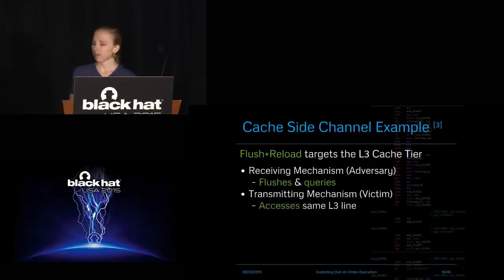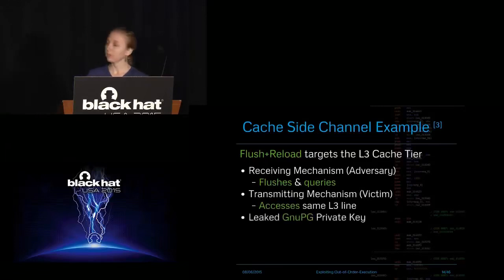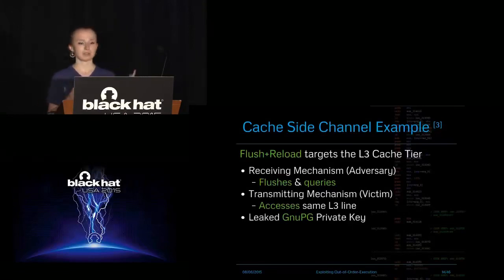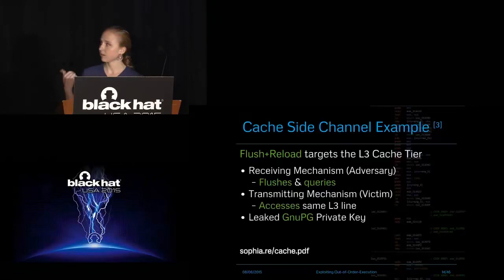Because of this, they were able to leak a GPG private key from the system. So they proved that their side channel was effective by doing the one example I talked about earlier, the crypto key theft. If you want to read more about that attack, it's on my website at that URL. But this is just an example of a more common memory-based side channel attack.